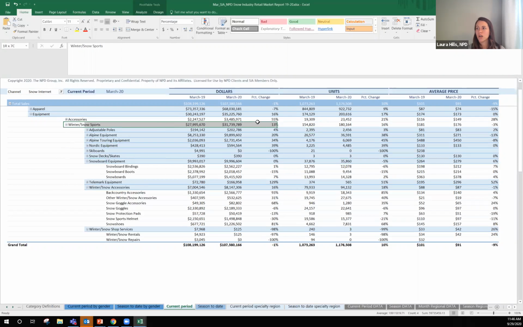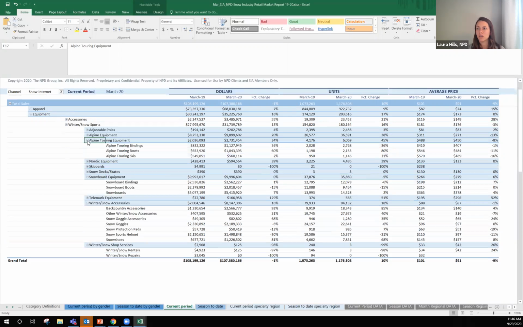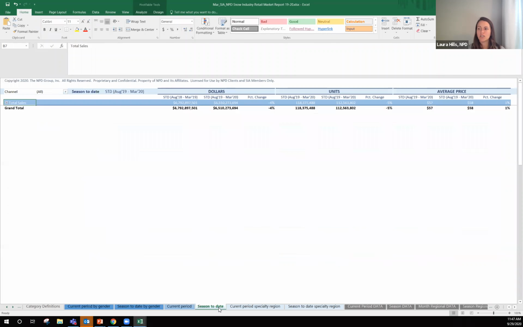So winter snow sports equipment hard goods overall were up 13%. Units were up 16%, and ASP fell 3%. And then you can certainly see some of the segments that really took off, alpine touring equipment and alpine equipment, some of the other major equipment categories. So that's current period. And then you can also see full season.